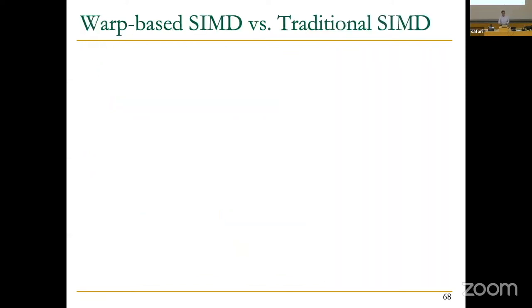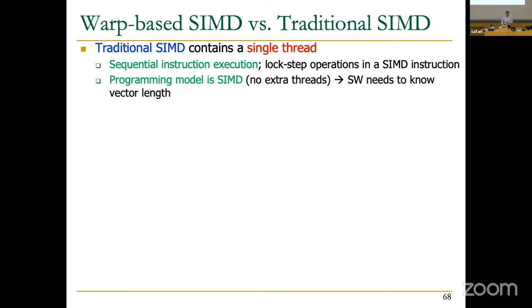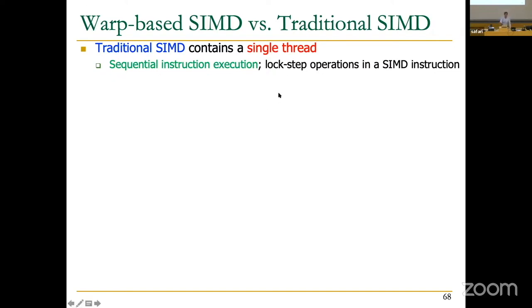Okay, so without going into further detail and complicated things, let's talk about the advantages and disadvantages of warp-based SIMD versus traditional SIMD again. Traditional SIMD really contains a single thread. This is really sequential instruction execution in the end. You have lockstep operations and SIMD instructions. We've discussed this. The programming model is SIMD. So what does this mean? We've discussed it.